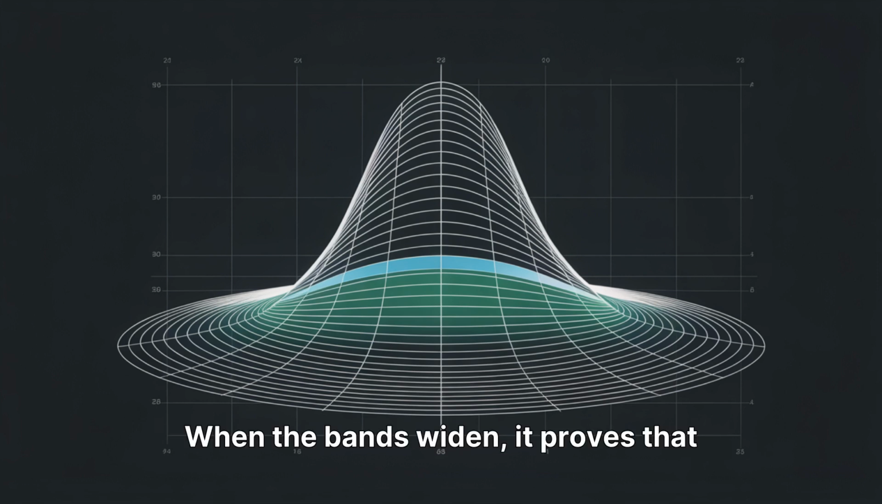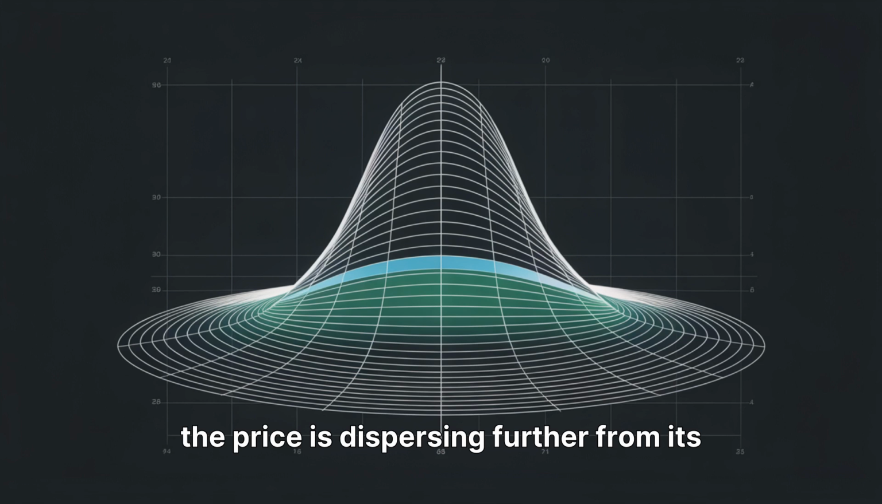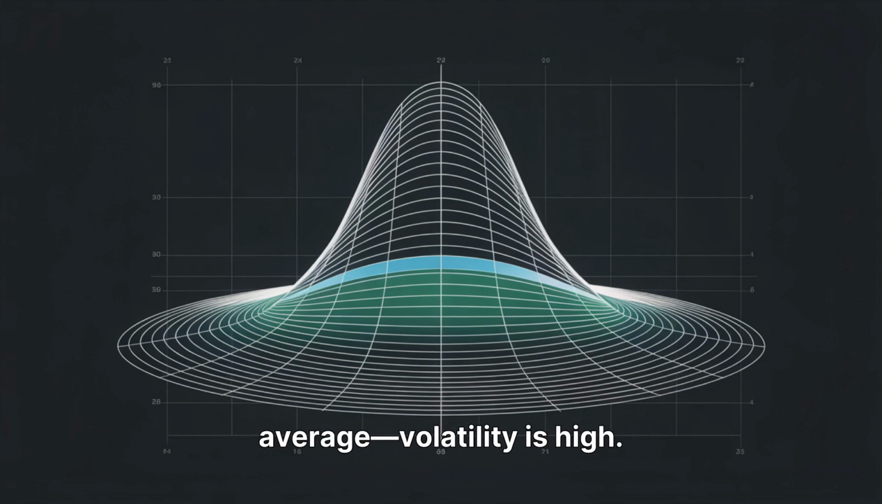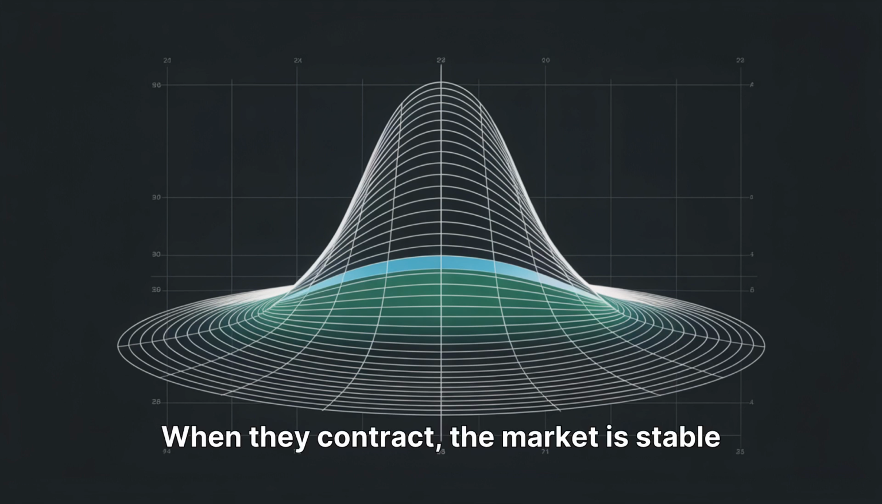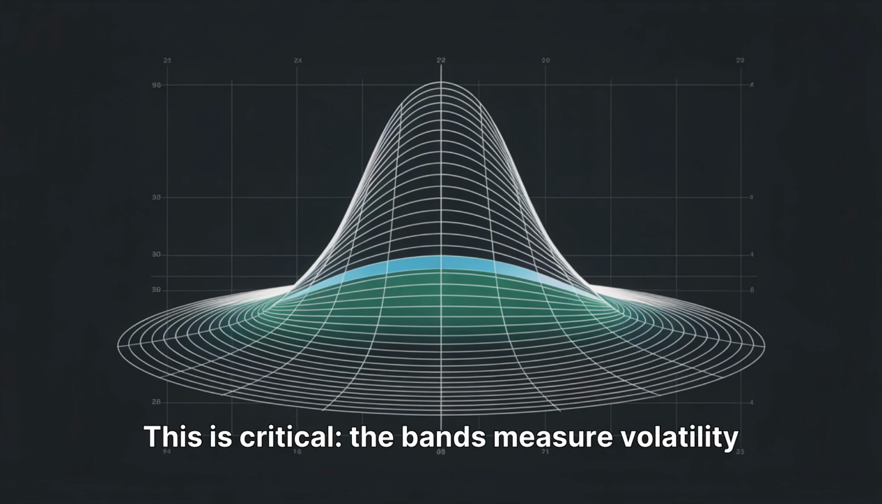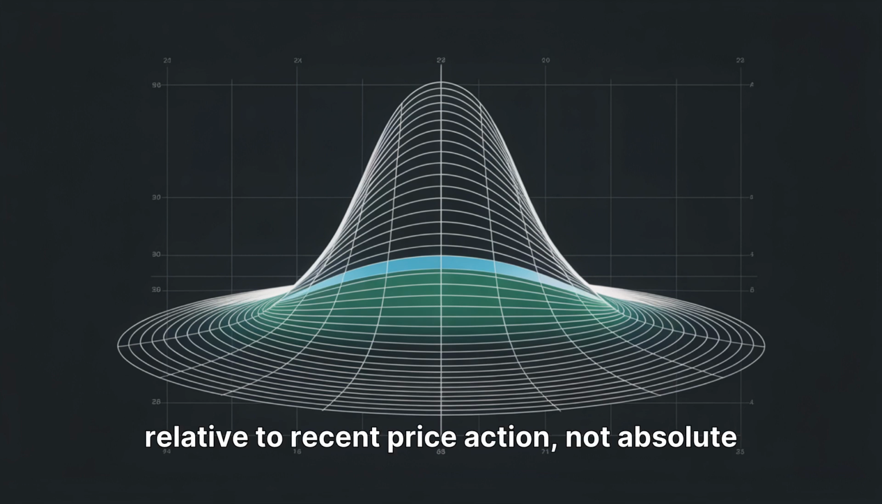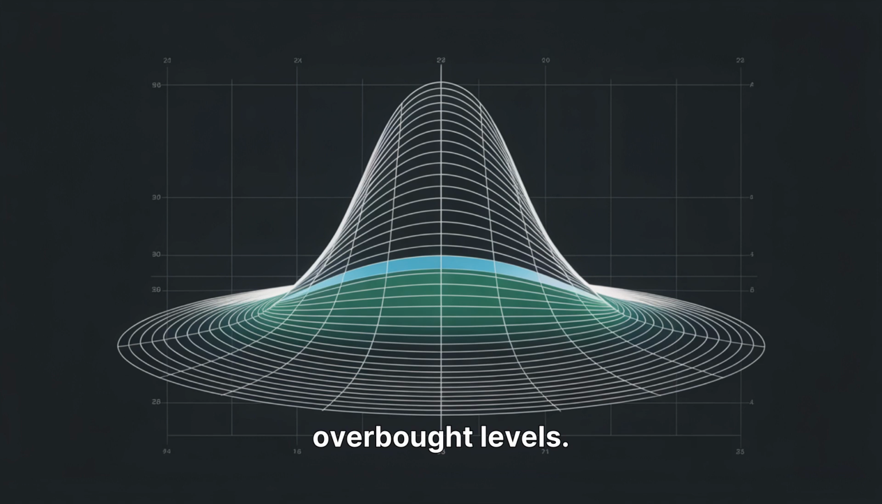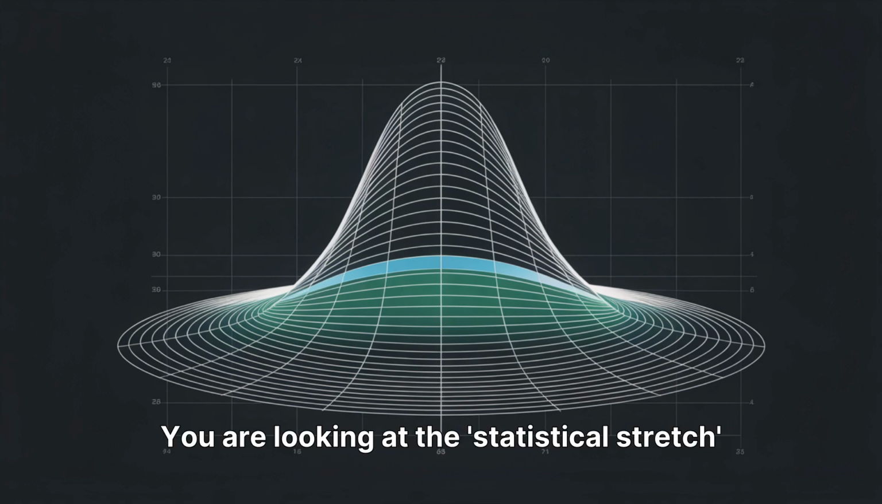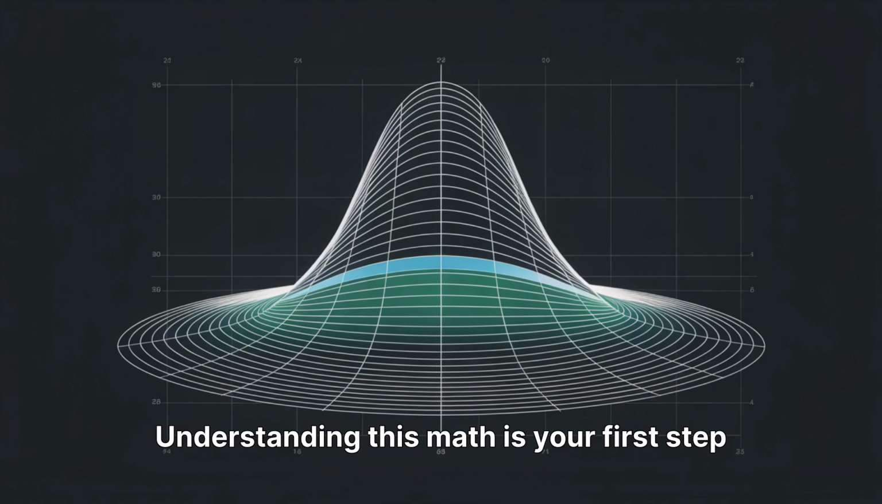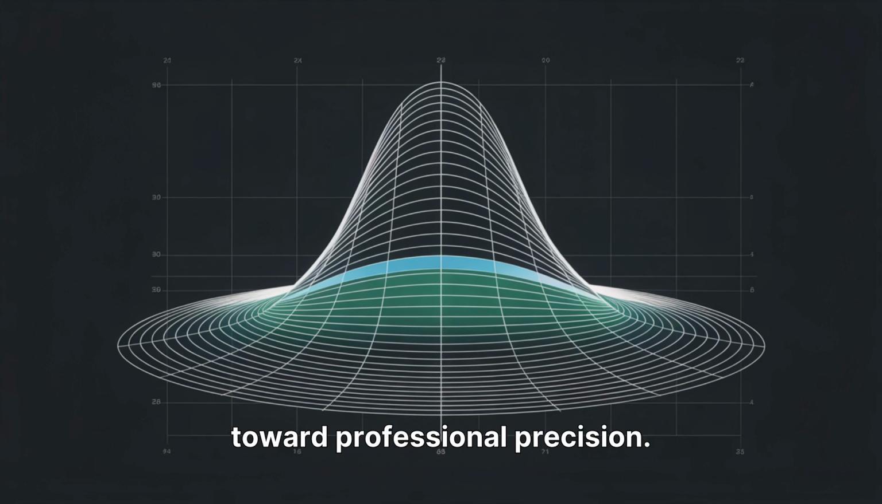When the bands widen, it proves that the price is dispersing further from its average. Volatility is high. When they contract, the market is stable and prices are tightly clustered. This is critical. The bands measure volatility relative to recent price action, not absolute overbought levels. You are looking at the statistical stretch of the market. Understanding this math is your first step toward professional precision.